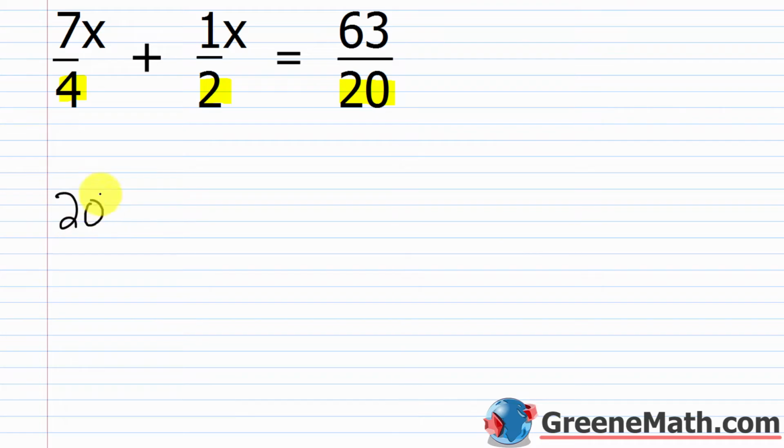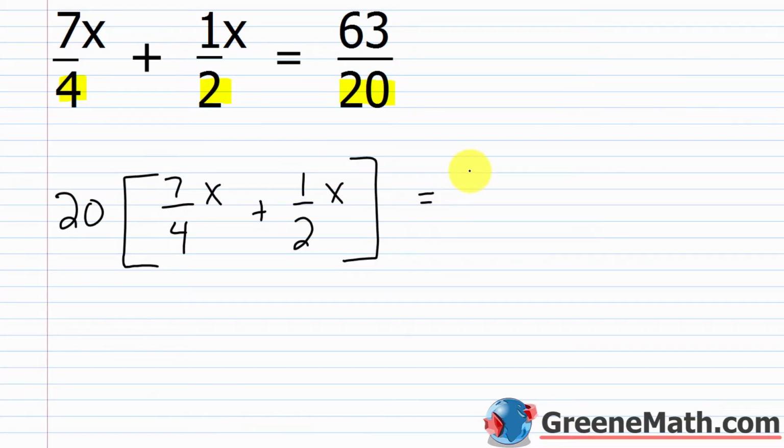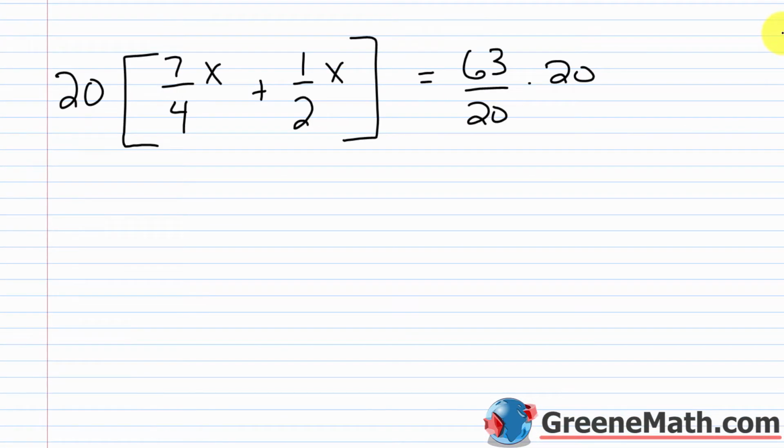So I'll have 20 times 7/4 x plus 1/2 x equals 63 over 20 times 20. Now, remember, this is legal because of the multiplication property of equality. I can multiply both sides of an equation by the same non-zero number and preserve the solution. So on the right, it's pretty easy. This just cancels with this, and I just get the number 63.